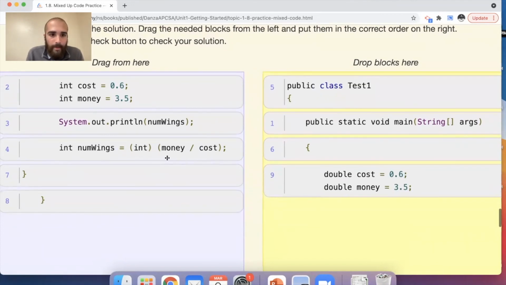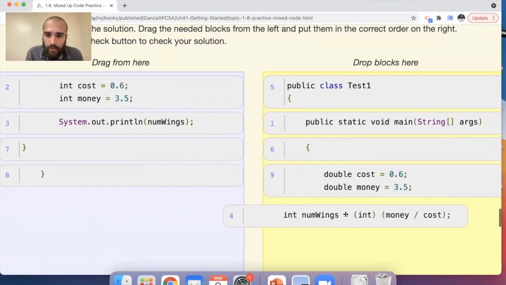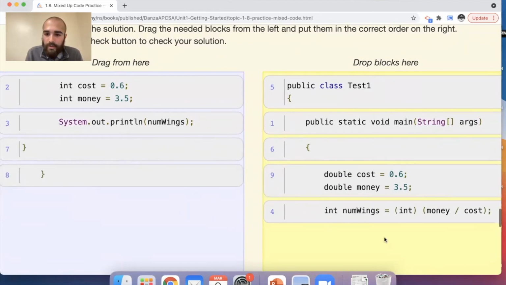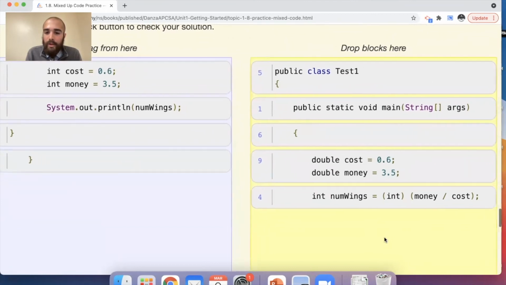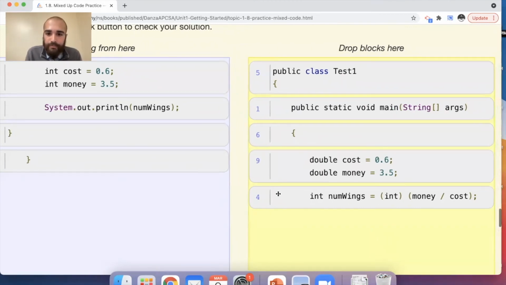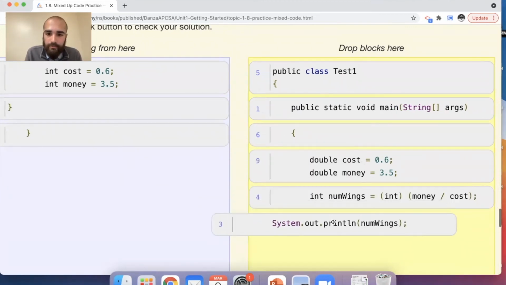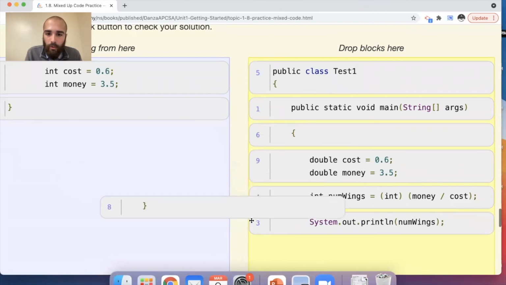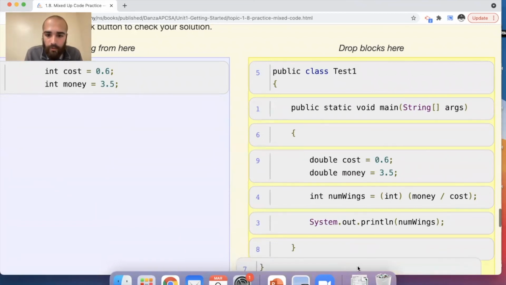Then I'm going to have to determine how many chicken wings. And notice that the number of wings is an integer. That's important because you can't get like 0.3 of a chicken wing. Can you imagine if they just gave you a piece of a chicken wing? So that's what you've got. Then we're going to print it out. Then we're going to close our main method, and then we will close our class.